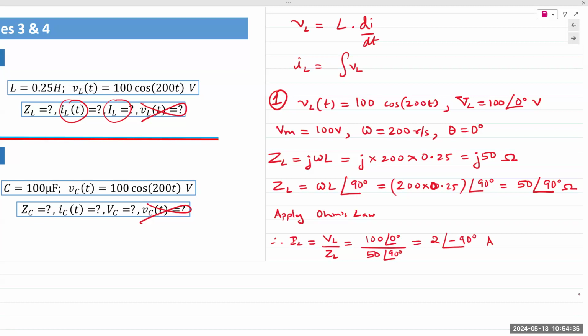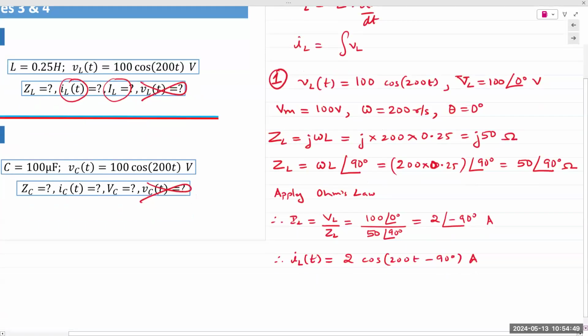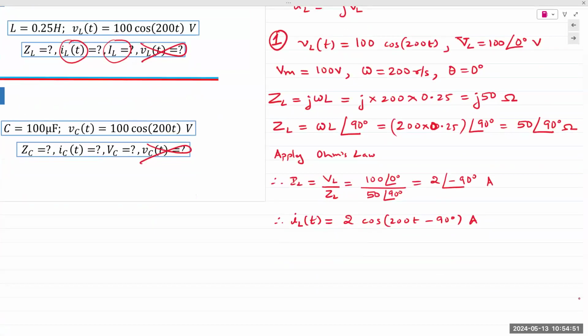And then your I of t or IL of t is magnitude 2 cos of 200t minus 90. The frequency does not change. So when you perform the inverse phasor transform, you go back to the original voltage that's being applied and you use the exact same frequency. The frequency does not change. It is not affected.